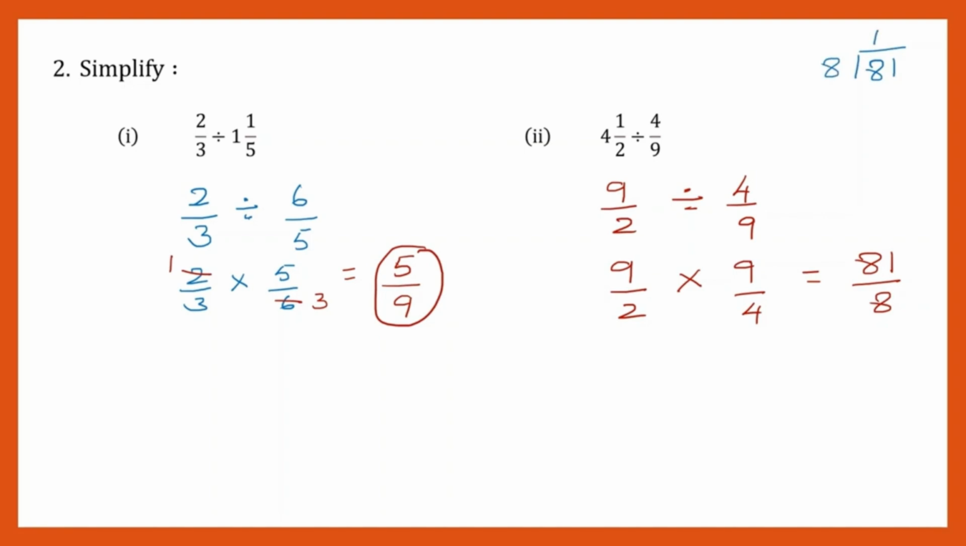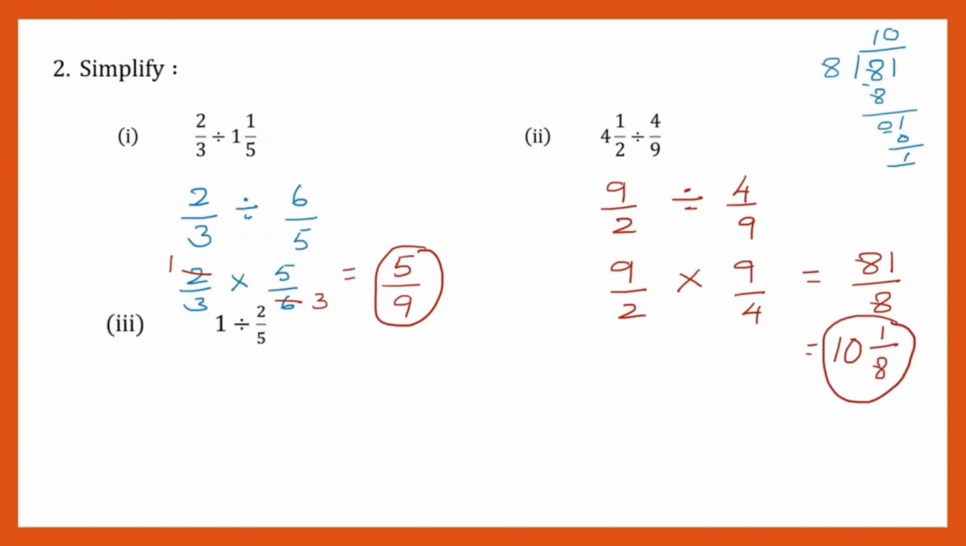8 ones are 8, minus, that's 0. So I bring that down. So 8 tens are 80, minus, 1. 81. So let's use all the numbers given there to form a mixed number. The quotient is my whole number, the remainder is my numerator, and my denominator is the same. Final answer is 10, 1 by 8.